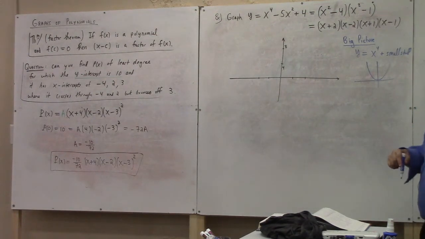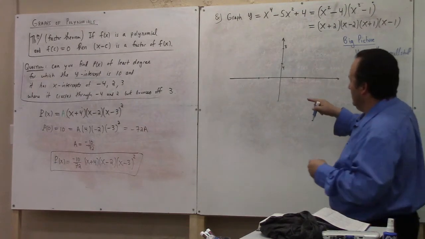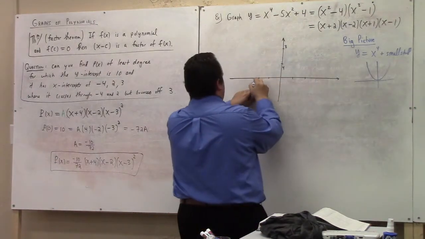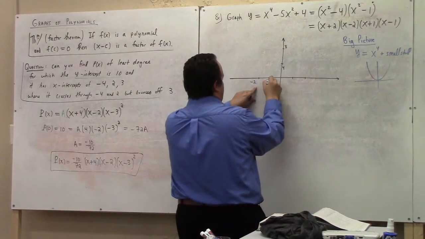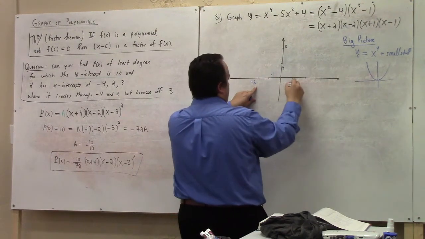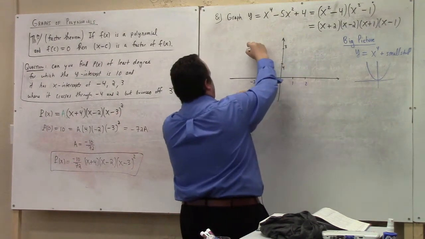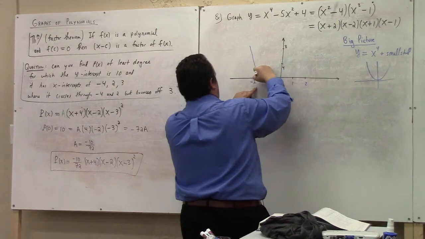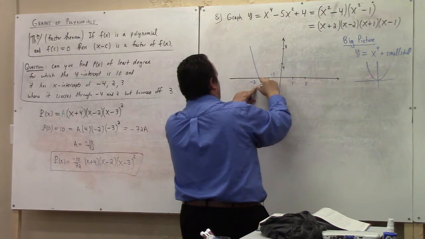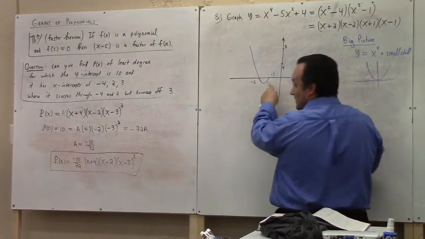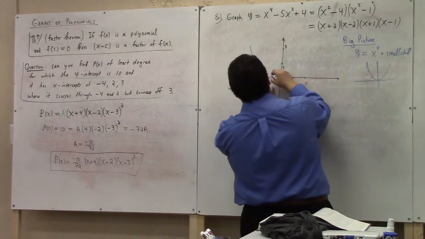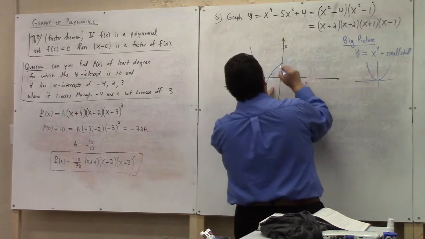But that's not what happens, right? It crosses at -2, it crosses at -1, crosses at 1, it crosses at 2, right? So it's something like this, right? It's got to turn around to go back through -1 like that, right? It goes through this handy-dandy y-intercept of 4.